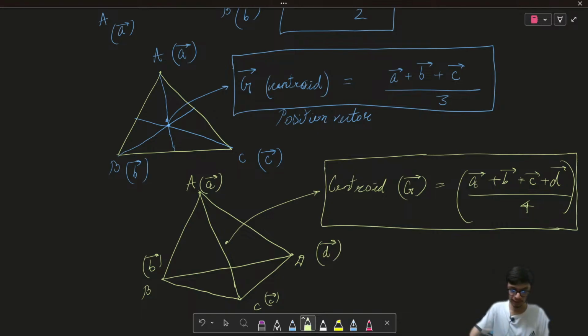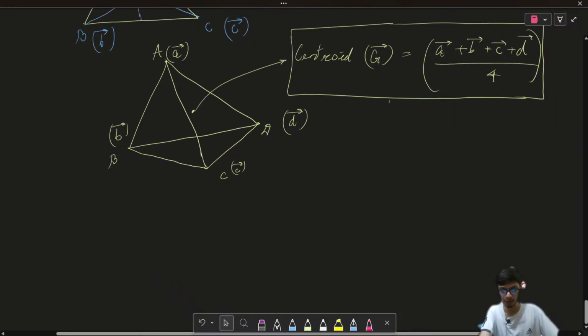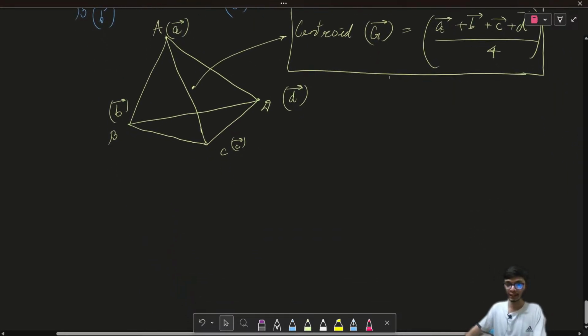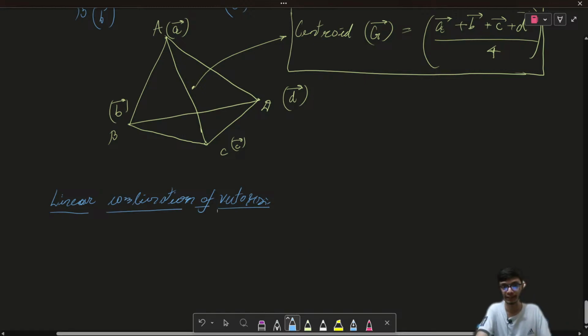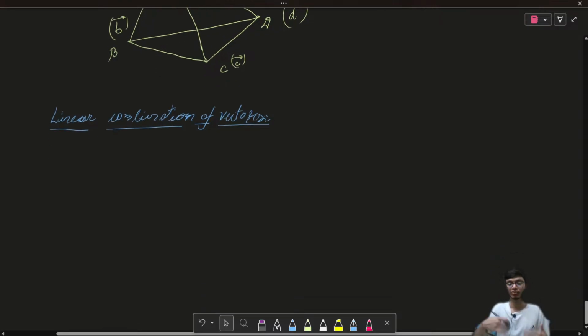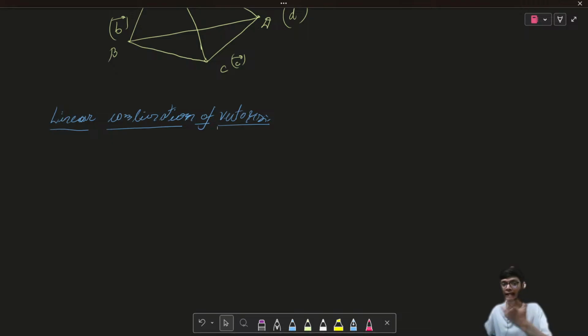Okay, so let's start discussing another important topic, that is called linear combination of vectors. So what does this actually mean? As the word suggests, a vector can be linearly expressed in terms of a certain n number of vectors.